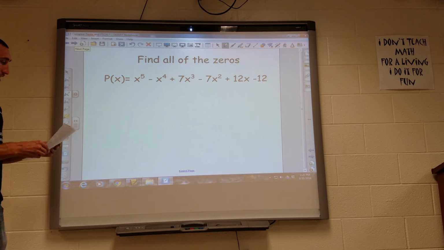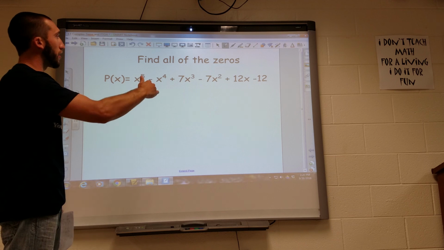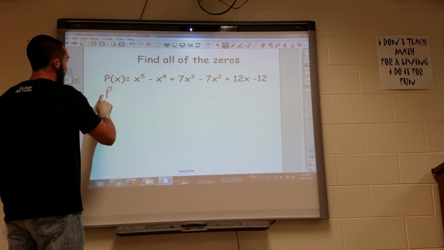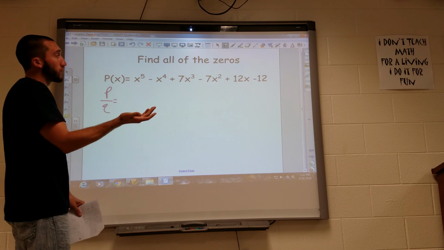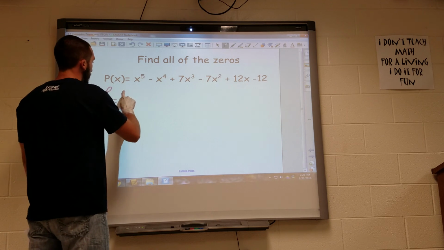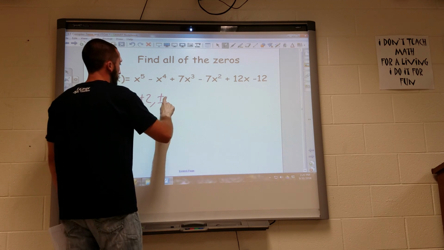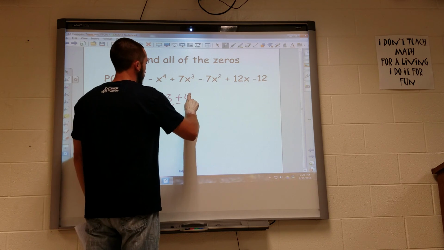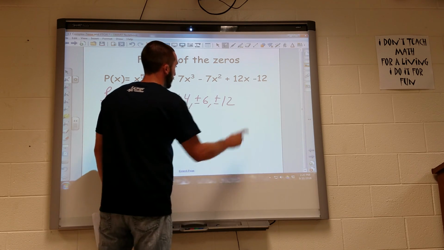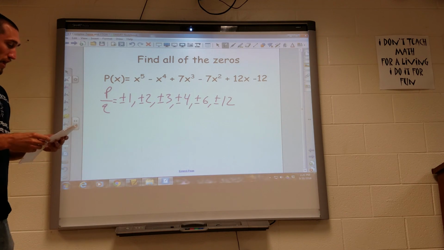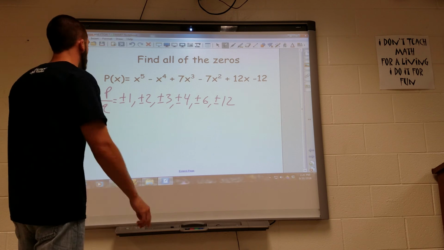They want us to find all of these zeros. So first, let's write all the possible zeros, P divided by Q. My Q is just 1, so I'm only going to have the factors of 12. So I get plus or minus 1, plus or minus 2, plus or minus 3, plus or minus 4, plus or minus 6, or plus or minus 12. So let's go through and check. Like I said, I like to start with 1. It's the easiest one to check.